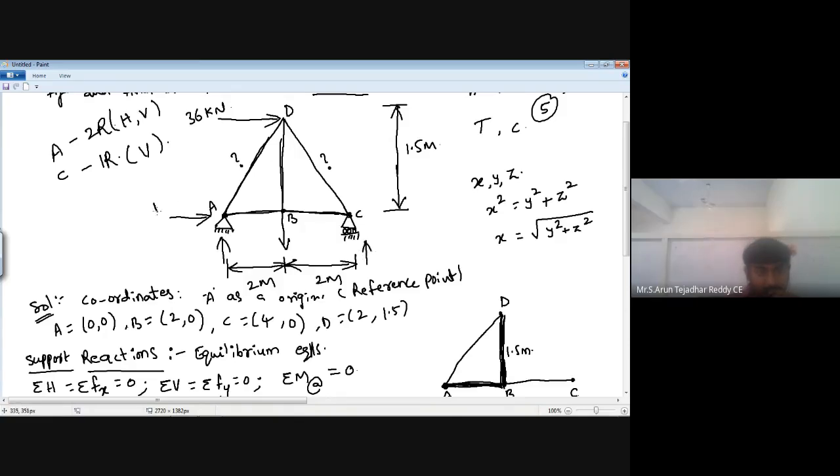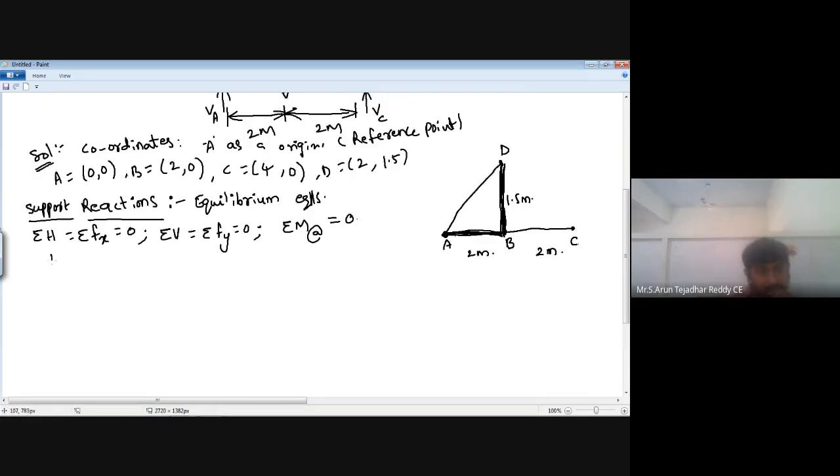So mention HA means horizontal at point A, VA vertical at point A. Here VC vertical at point C. It means what are the unknown reactions here? HA, VA, VC. These three reactions are unknown. So first of all, find these three unknown reactions.